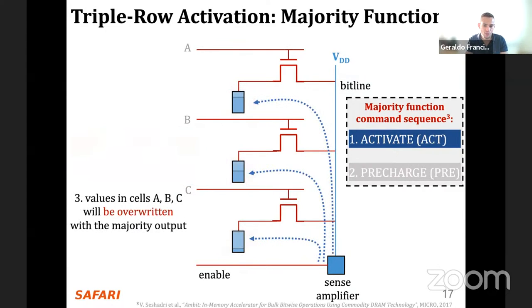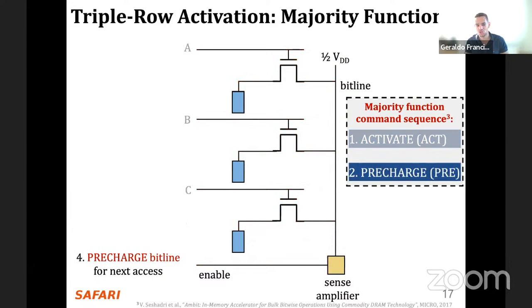And at the end of the operation, the memory controller writes the result of the operation that is stored in the sense amplifier to all three DRAM cells at the same time, A, B, and C, which basically destroys the original data that was stored in these DRAM cells. Again, at the end of the operation, we issue a precharge command to prepare DRAM for new commands.